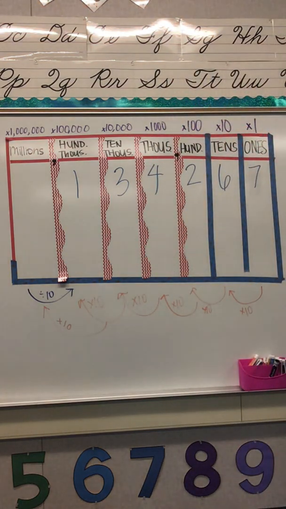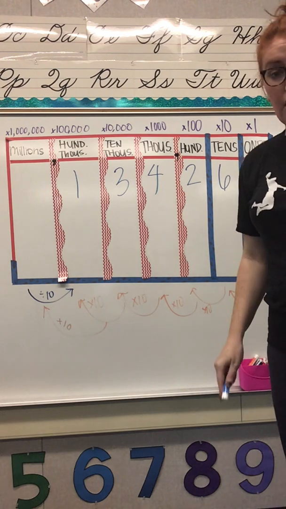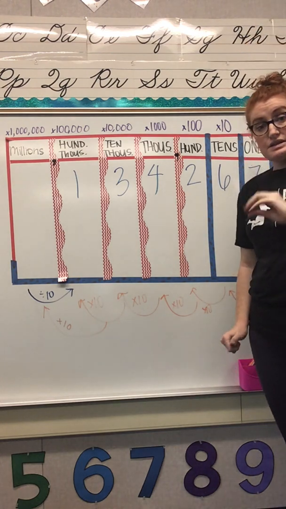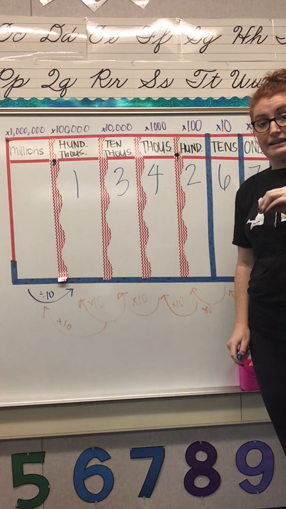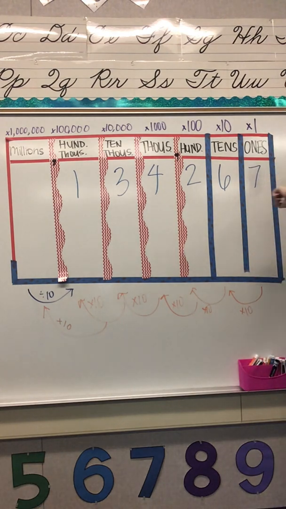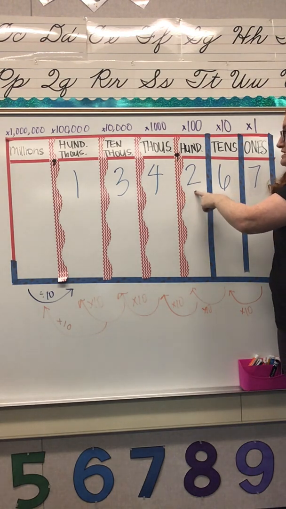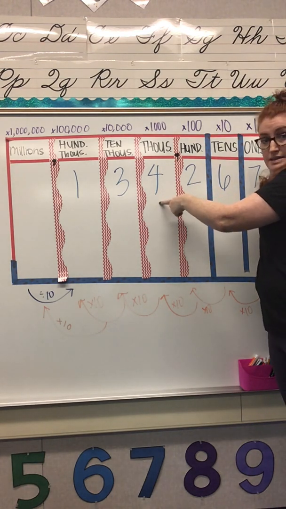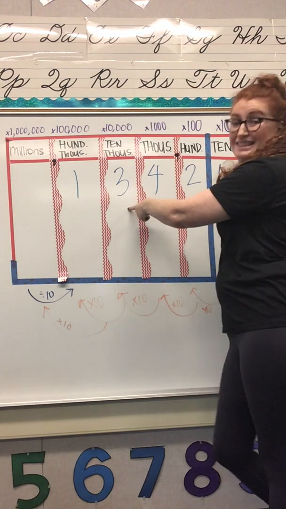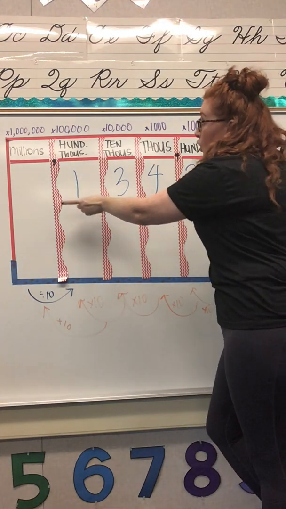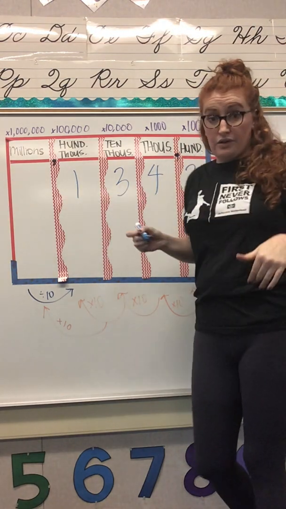Okay, so what I would like you to do when you are working is, every time you see a number, look at each digit. So 7 in the ones place, 7. 6 in the tens place, 60. 2 in the hundreds place, 200. 4 in the thousands place, 4,000. 3 in the 10,000s place, 30,000. 1 in the 100,000s place, 100,000.